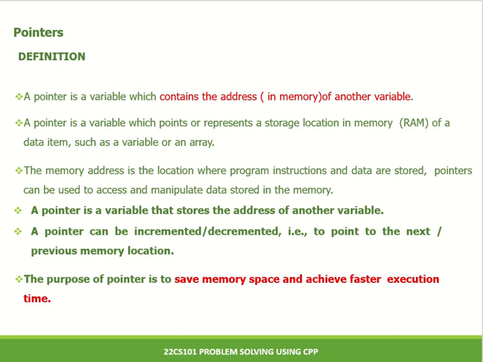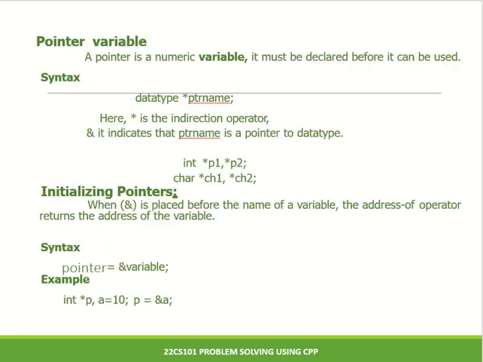The purpose of the pointer is to save space, as well as to allow execution in a faster manner. The next thing I want to tell is about the pointer variable. First we should know how to declare a pointer variable. The syntax is data type followed by asterisk, then pointer name followed by a semicolon.